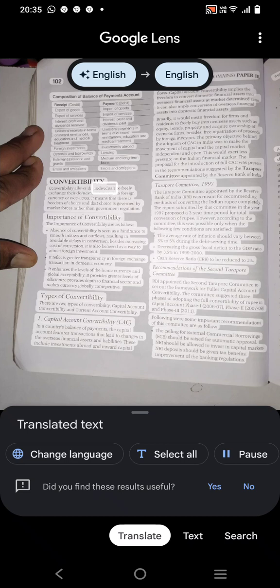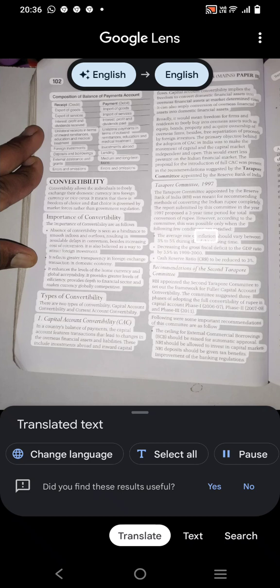Convertibility allows individuals to freely exchange their domestic currency into foreign currency or vice versa. It means that there is freedom of choice and that choice is governed by market forces rather than government regulation. Importance of convertibility. Absence of convertibility is seen as a hindrance to smooth inflows and outflows, resulting in avoidable delays in conversion, besides increasing cost of conversion. It is also believed as a way to attract foreign investment.